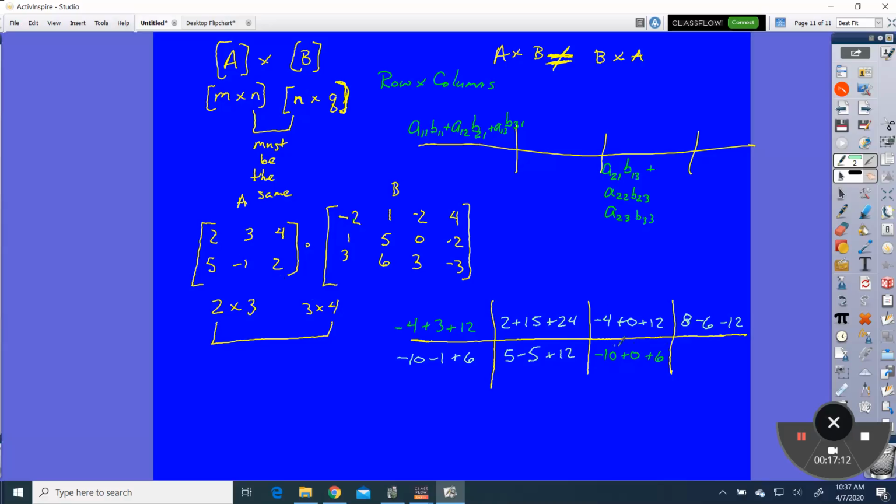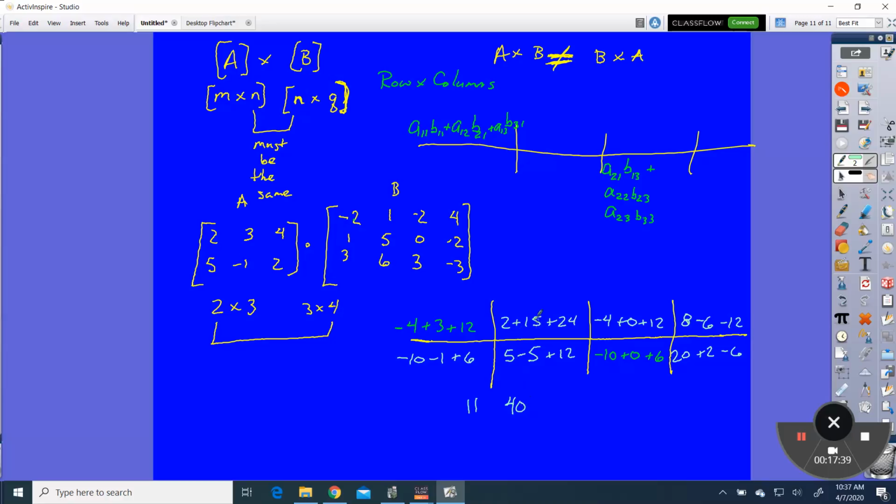Now we've already done the third one, so now we're to the fourth one. First one in the row, first one in the column. 5 times 4 is 20. Negative 1 times negative 2 is 2. And 2 times negative 3 is negative 6. So now I just add these together. 12 plus 3 is 15. Minus 4 is 11. 2 plus 15 is 16. Plus 24 is 40.